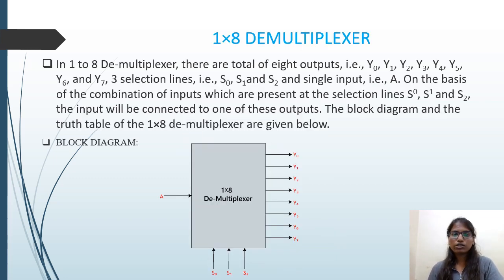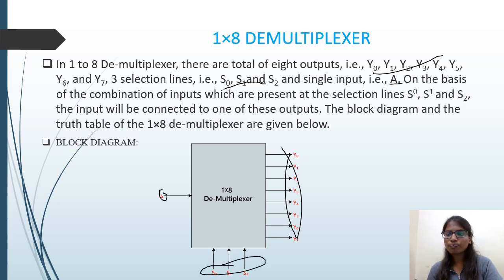In the 1:8 demultiplexer, there are a total of 8 outputs, that's Y0, Y1, Y2, Y3, Y4, Y5, Y6 and Y7, 3 selection lines, that are S0, S1, S2, and a single input A. On the basis of the combination of inputs which are present at the selection lines S0, S1 and S2, the input will be connected to one of these outputs. The block diagram is here: A is the input, and Y0 to Y7 are the outputs, and here we have 3 selection lines.